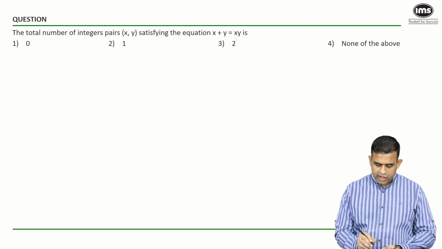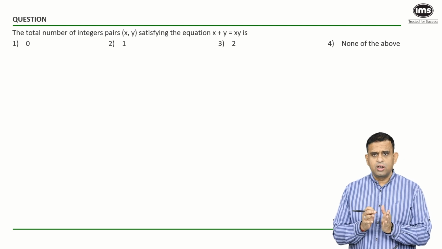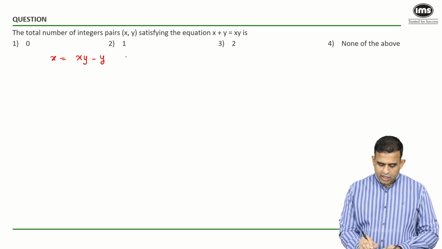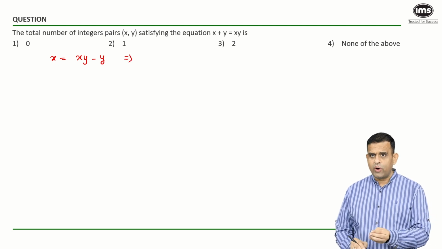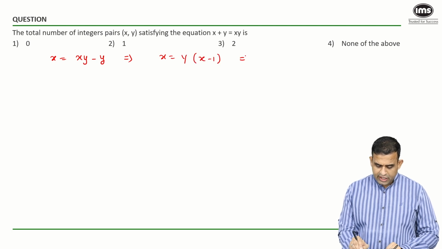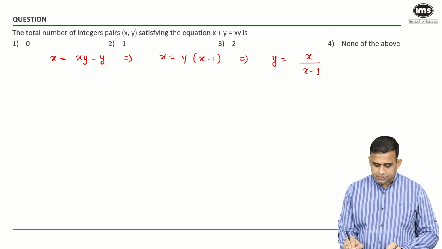So over here, what I can do is, let's take the term y on one side. So x would be equal to xy minus y. Now if I look at this particular part, I can take y common from the right hand side. So x would be equal to y into x minus 1. And then one can write y would be equal to x over x minus 1.